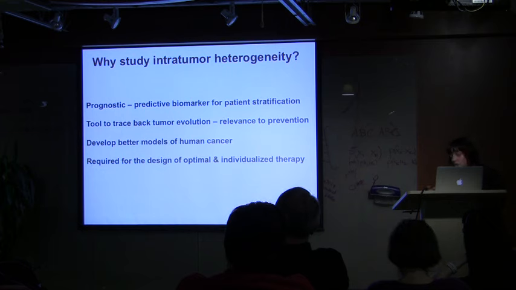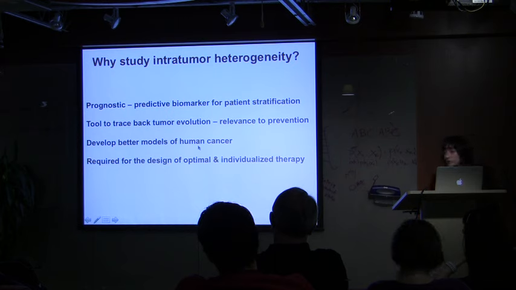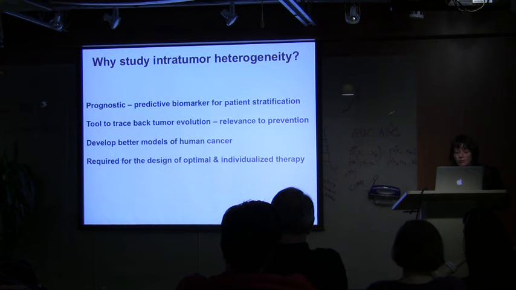But based on this heterogeneity of clones within a tumor, we can predict the probable evolution that occurred up to that point. It's also useful to develop better models of cancer because anytime we want to test a new treatment strategy, we need some kind of experimental model. But many of the animal studies are not really predictive of clinical responses in patients, and that could be because they are not reproducing this heterogeneity of the cancer cells.